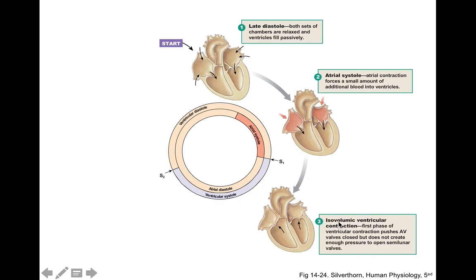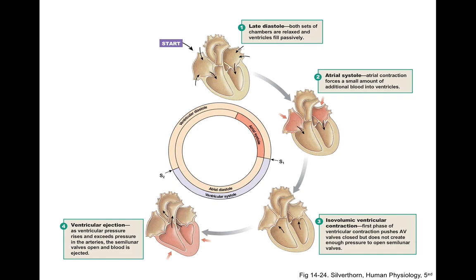Iso being the same, volumetric being volume. So you have a volume of blood in these ventricles, and this volume doesn't change. The ventricles are starting to contract. This shuts the AV valves closed, preventing blood from leaving the ventricles back into the atria. But the pressure in the ventricles is not enough to open the semilunar valves. So the pressure builds up in the ventricles during this isovolumetric contraction phase.